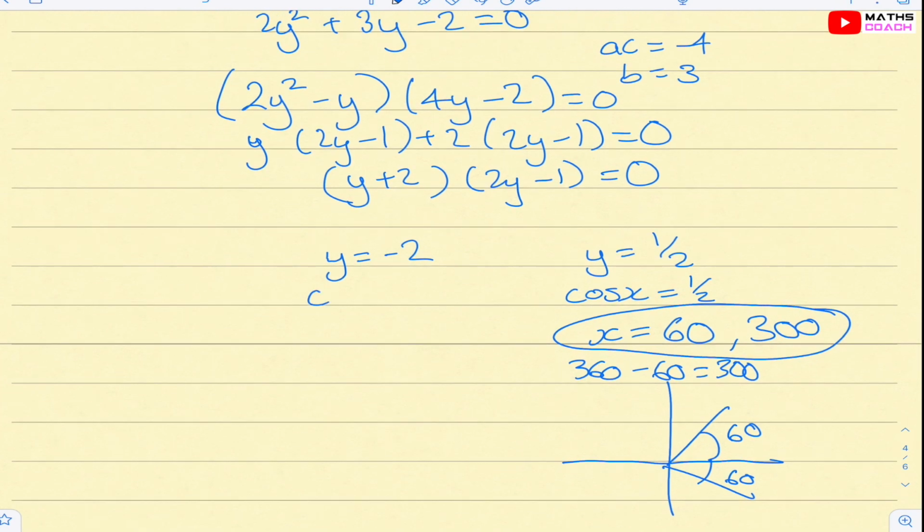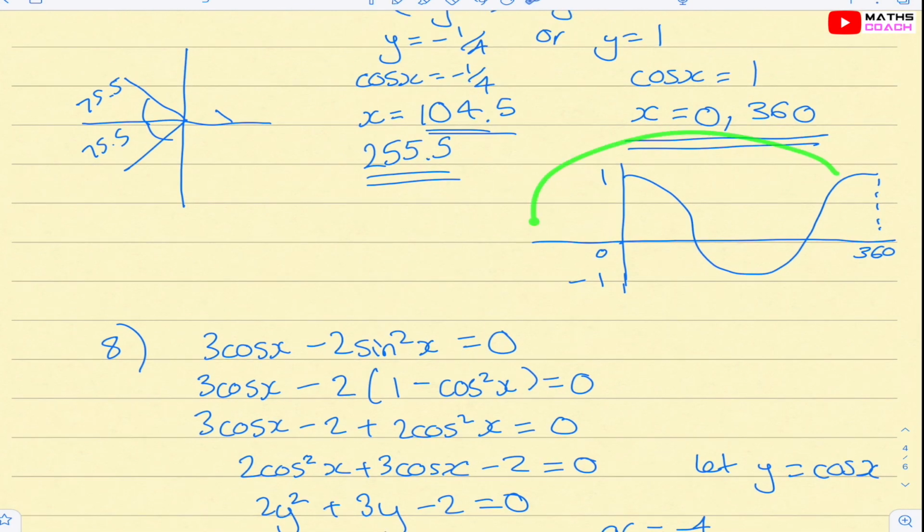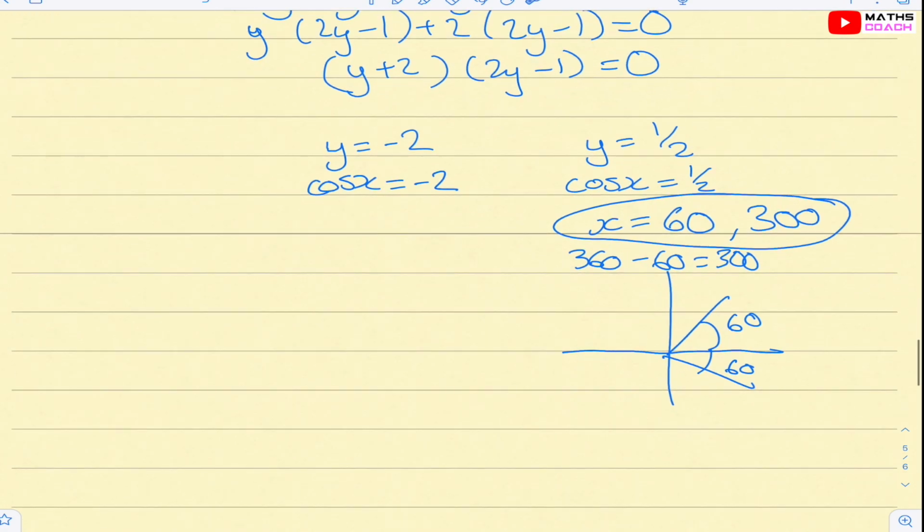Here, unfortunately, if we plug in cos x equals minus 2, we know from the graph that I mentioned here, the maximum point is 1. Hence, this one has no solution. So there you go, guys. That's how you solve different trig identities using the CAST diagram.